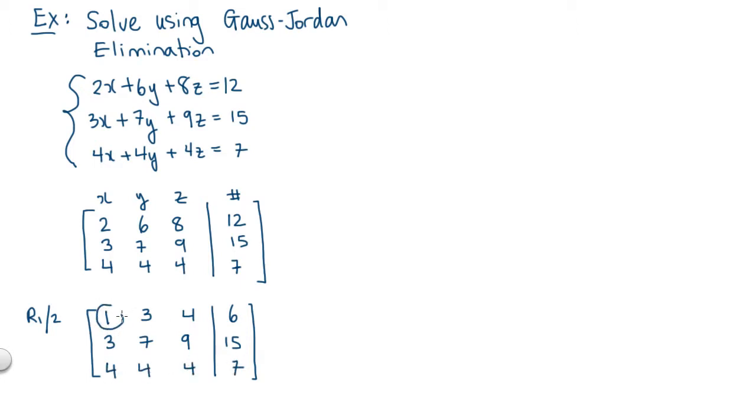And this 1 that we've just created is going to be our pivot that will allow us to get zeros in the rest of that first column. So to do that, let's take row 2 minus 3 times row 1. To eliminate this 3 here, we're doing the row that we're on minus 3 times our pivot row. And to eliminate the 4, we can do row 3 minus 4 times row 1. Our top row will stay the same.